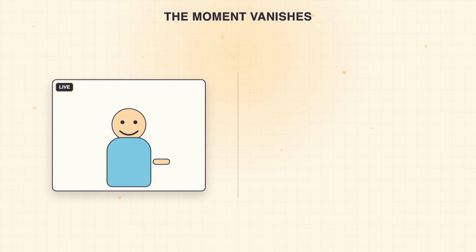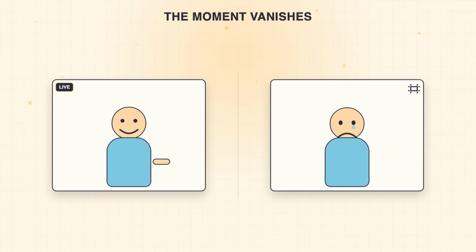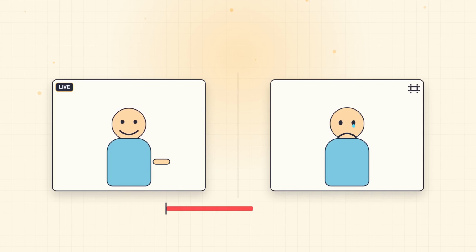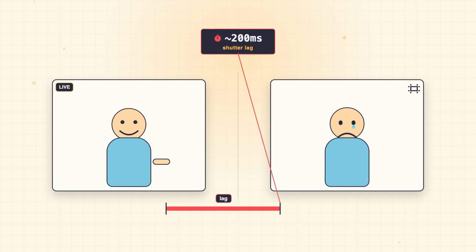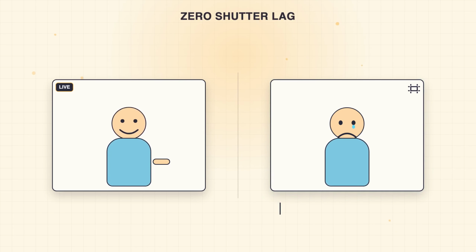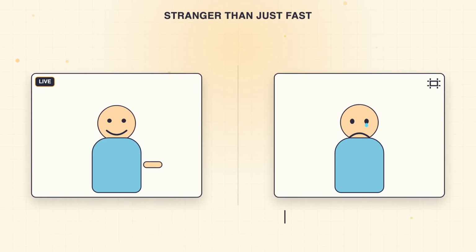You know the miss. The baby smiles, you tap, and the photo is a blurry frown. The dog jumps, you tap, and it already landed. On older phones, there is a gap between your tap and the actual capture. That gap has a name, shutter lag, often 1/5 of a second. Zero shutter lag is why modern phones nail the moment. But the trick is stranger than the phone just being fast.